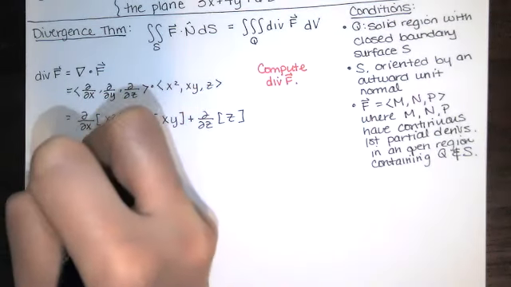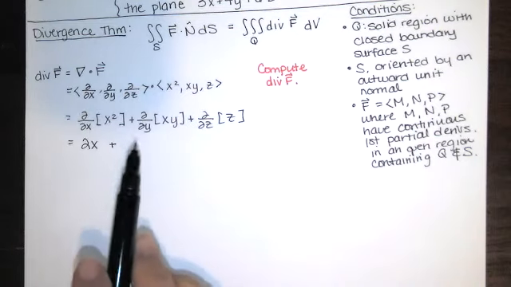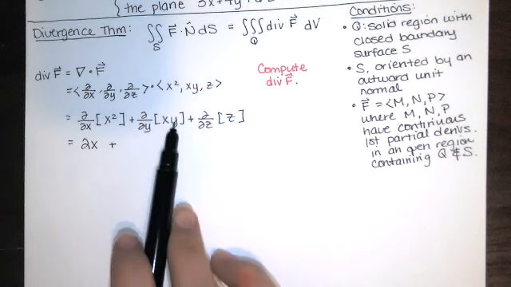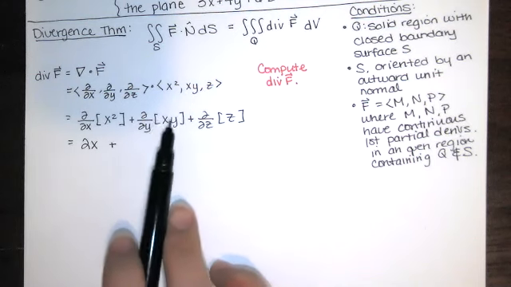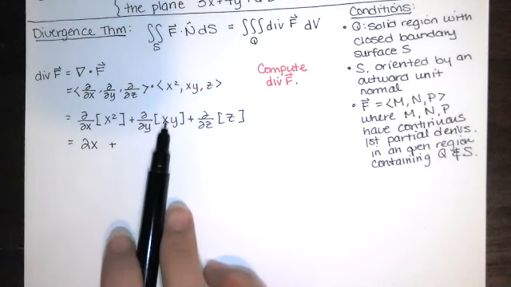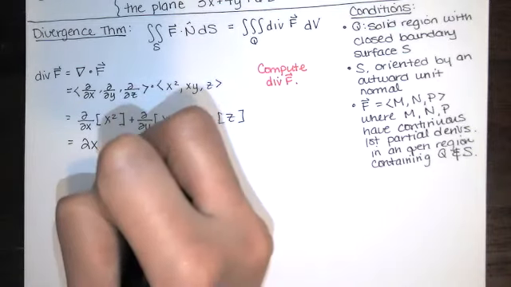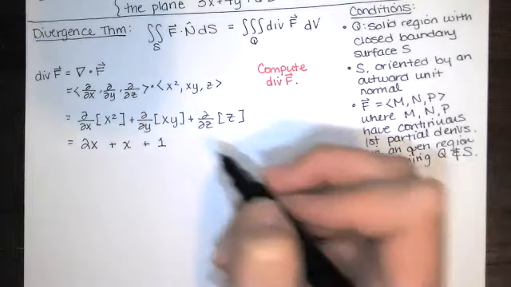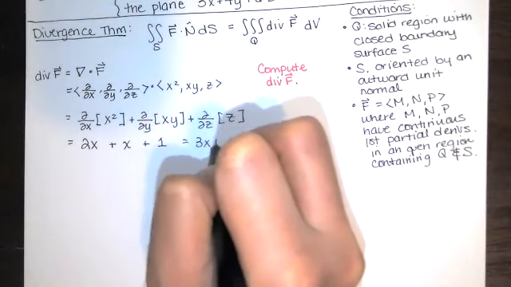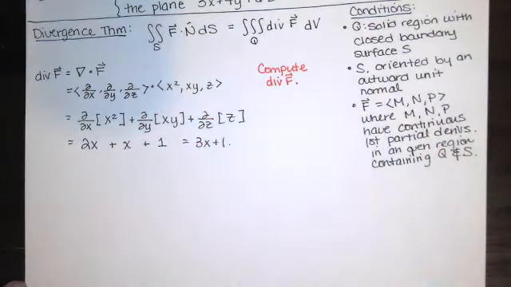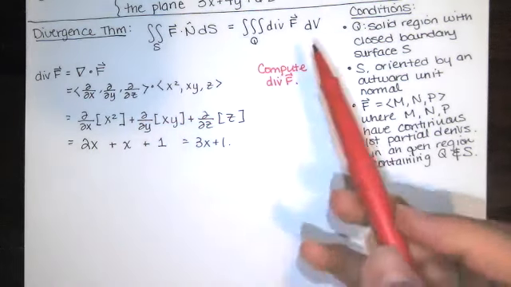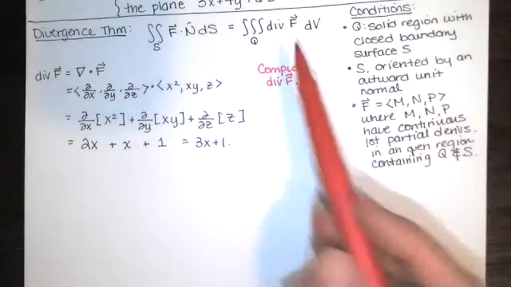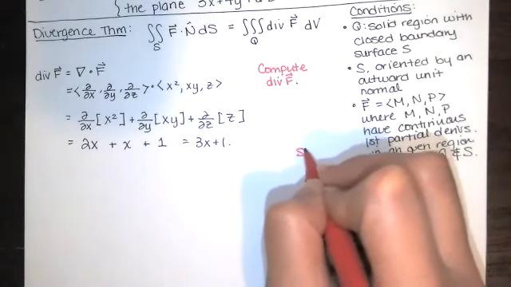And this derivative is 2x. The derivative of this is the derivative of a constant times y with respect to y, because we're treating all the other variables as constants. The derivative of a constant times y is just the constant. And the derivative of z with respect to z is, of course, 1. So the divergence turns out to be 3x plus 1. The next thing I want to do in order to set up this integral is sketch Q so that I can use my sketch to come up with appropriate bounds describing Q.